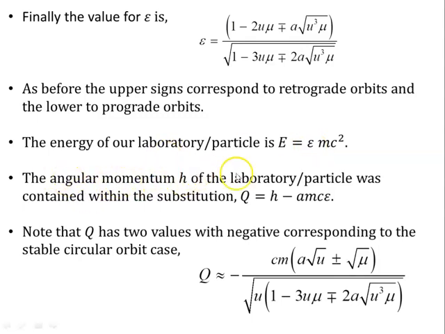Now, the angular momentum h of the laboratory particle was contained within the substitution q equals h minus amc epsilon. Note that q has 2 values, with negative corresponding to the stable circular orbit case. Because remember, this derived ultimately from the energy equation, and we took the derivative of that and set that to 0. When solving for that, you find the location of the minimums, and the minimums of the effective potential is where the stable circular orbits are. So we're going to need the negative value for that.